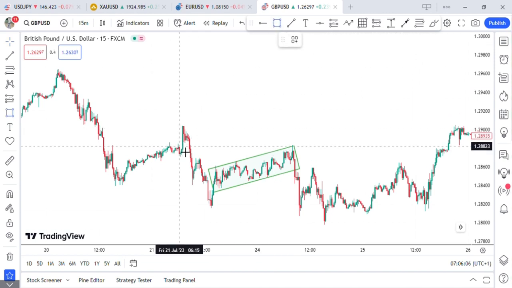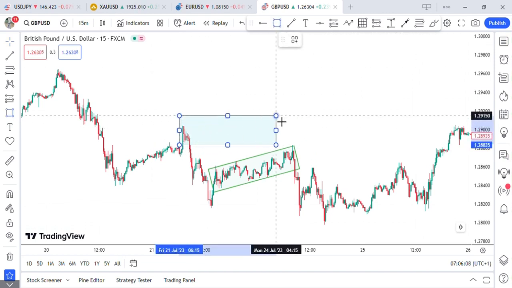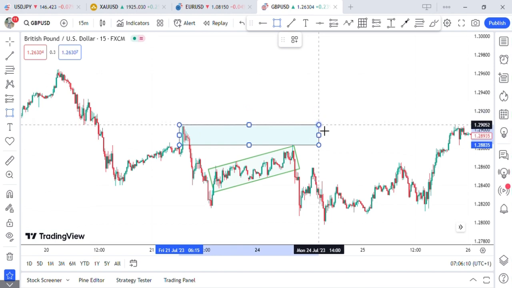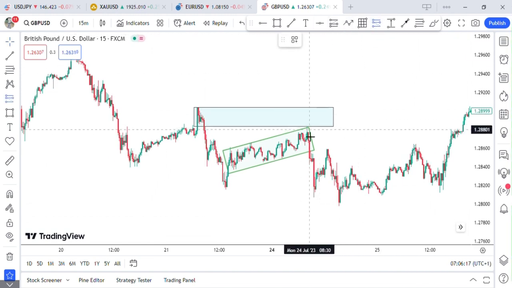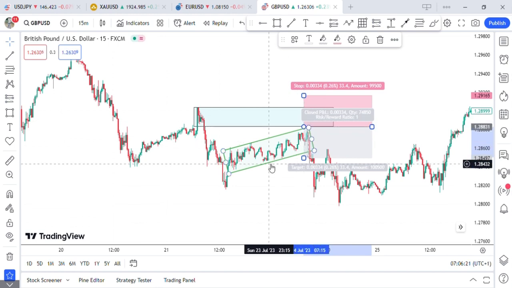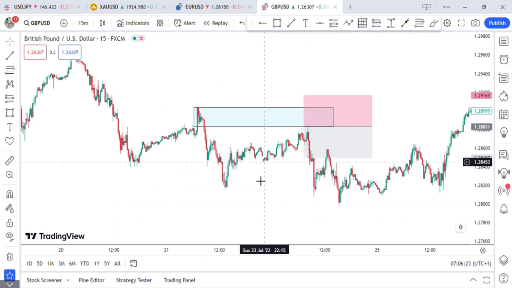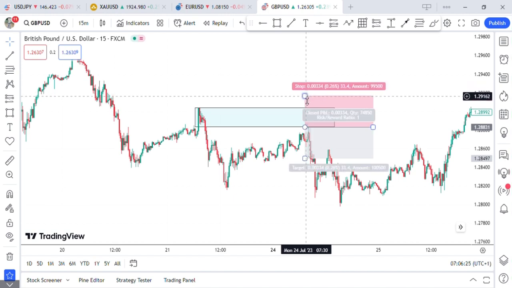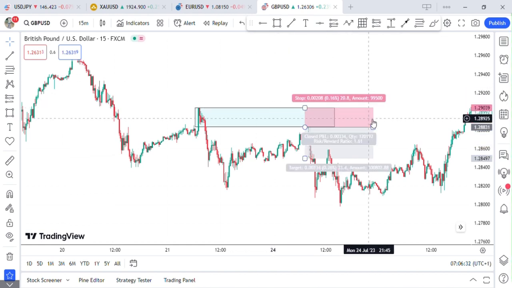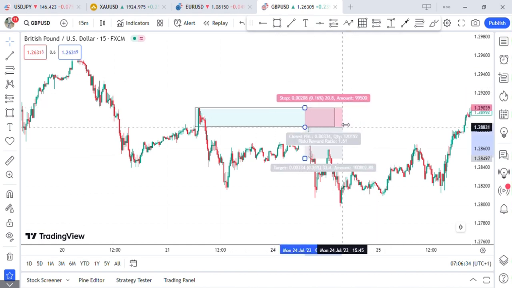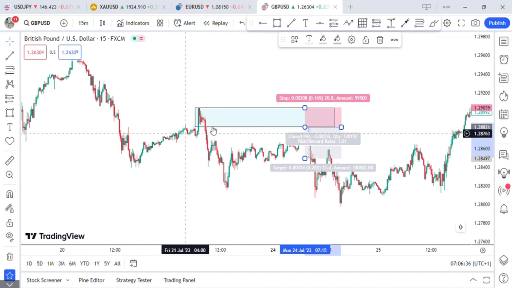We set our entry from here, and then we set our stop loss above it, because we know that price is not going to go above it. Can you see? We know the reason why price is doing what it's doing right now. We know that price is not going to go above it. Reason why? Because price is going on a bearish direction.